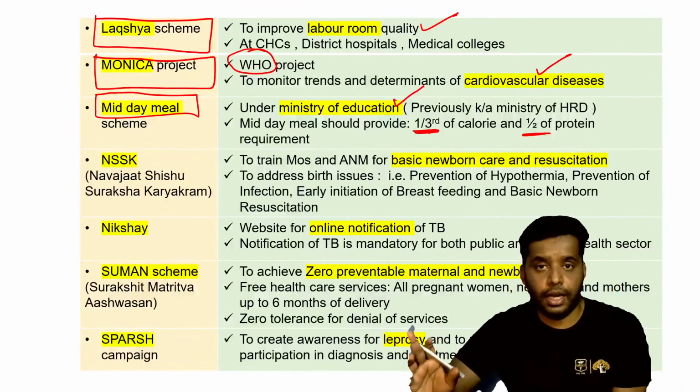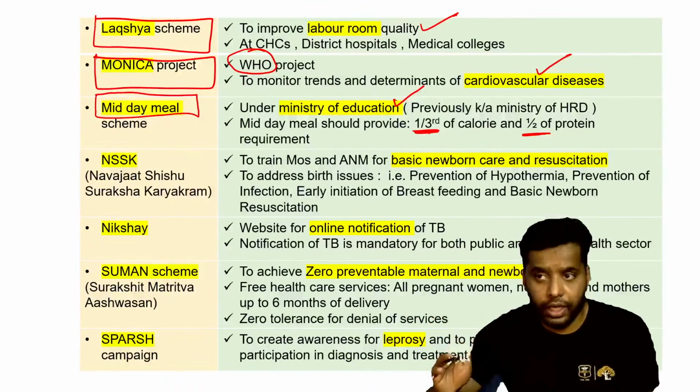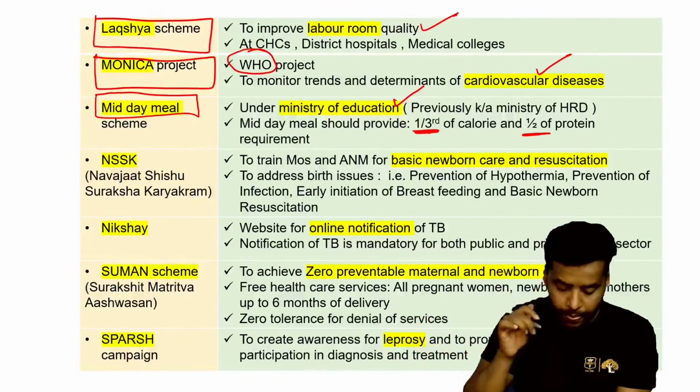One third of calories and half of protein requirement for a child. This is the thing in midday meal: quality checking is important. One third of calories and half of protein requirement.